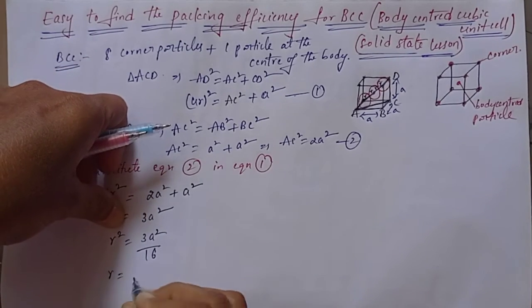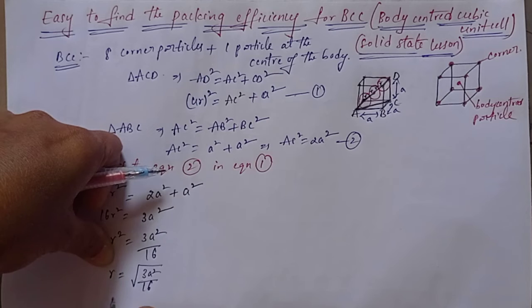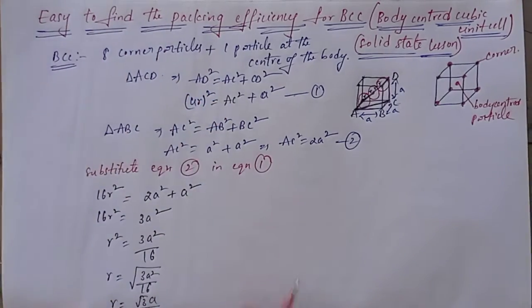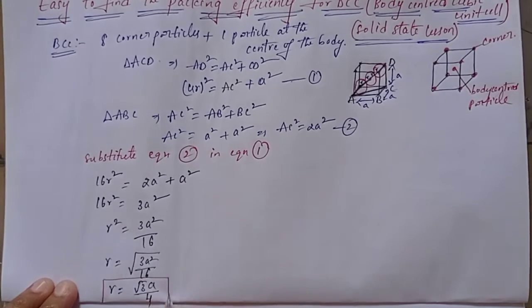Then what will you get, students? R is equal to the square root of 3a square by 16. R is equal to root 3 into a, and the square root of 16 is 4. So R is equal to, the atomic radius, root 3 into a by 4, students. Clear?